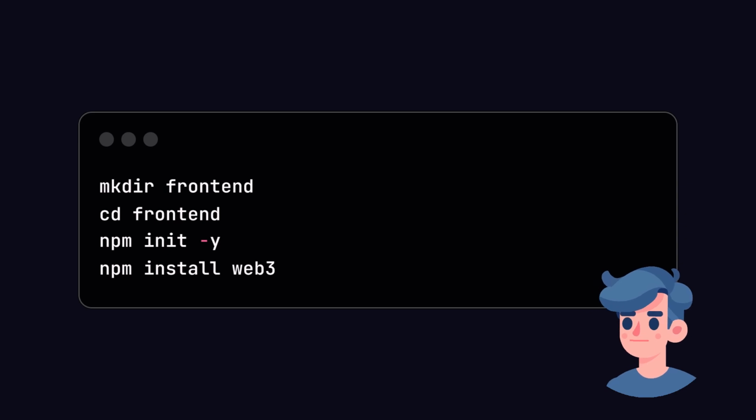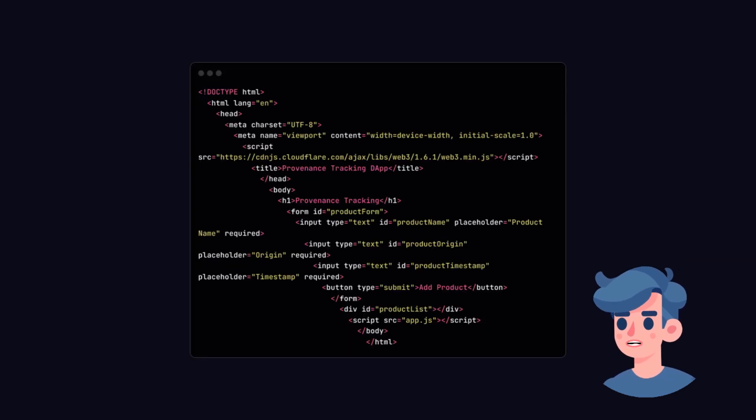Now, let's discuss how we can build a web frontend to display this data in a user-friendly way. For simplicity, we'll use a basic HTML/JavaScript application to fetch and display product information from our smart contract. Create a new file named index.html in the frontend directory. Here we will set up a simple form to add products and a section to display all added products.